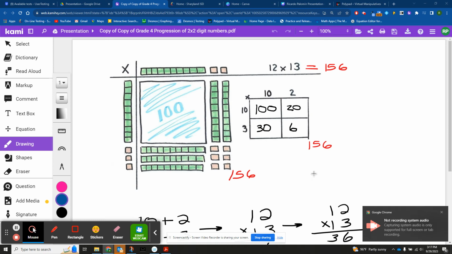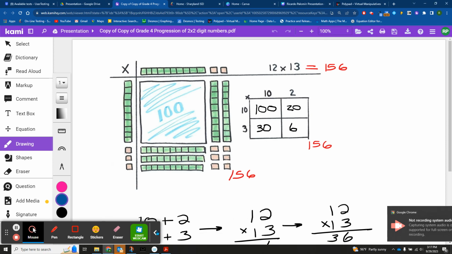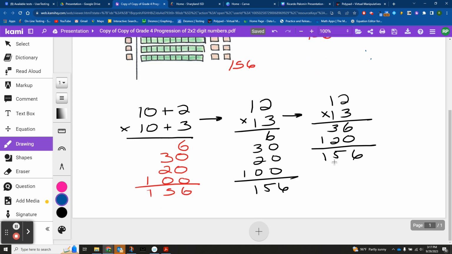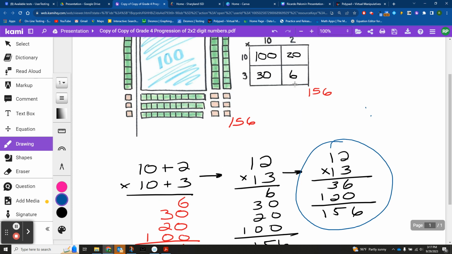Hello, everybody. This is Mr. Bowman. I'm going to go over the area model and how we use that to teach multiplication to where eventually our students will go and multiply using what's called the American algorithm or the traditional algorithm.